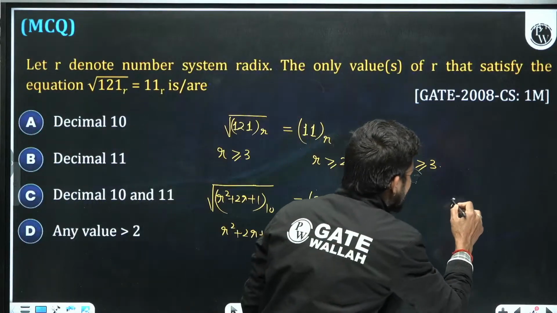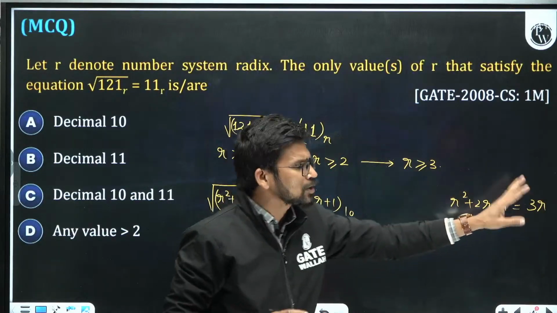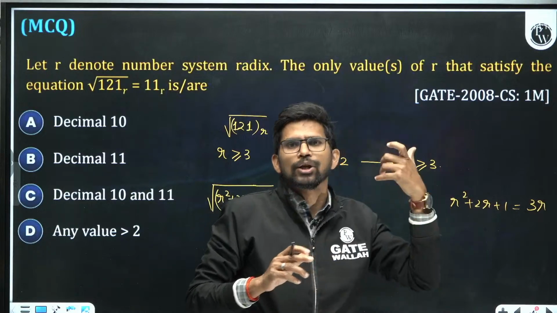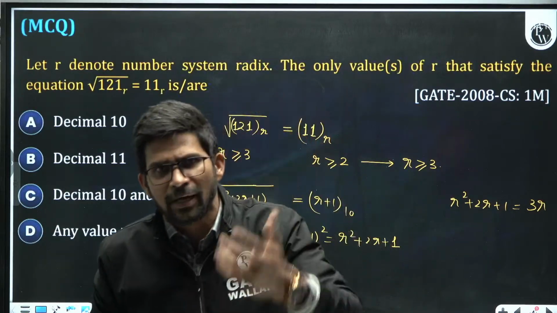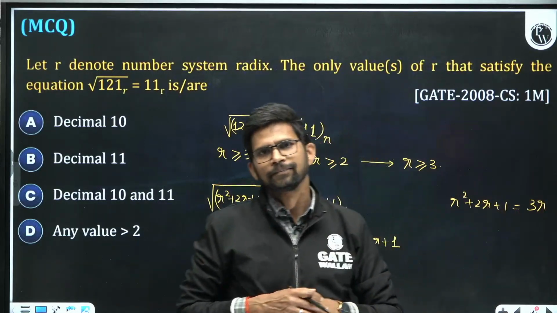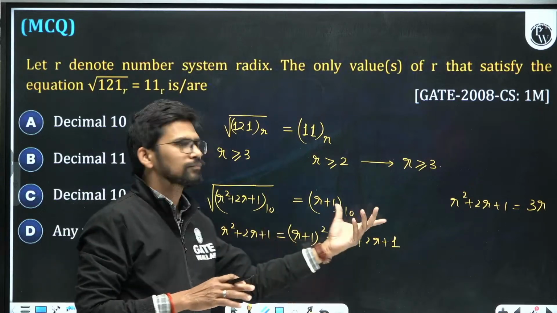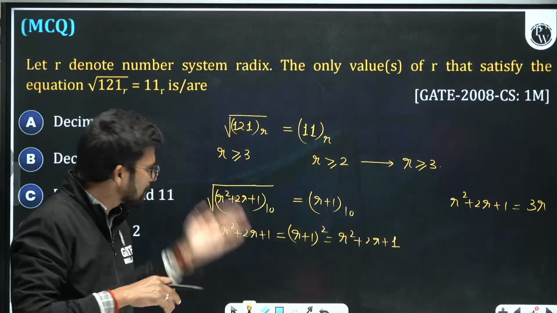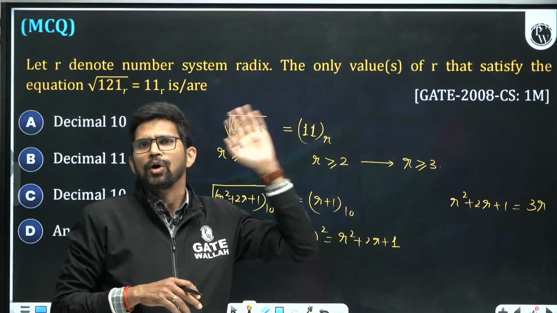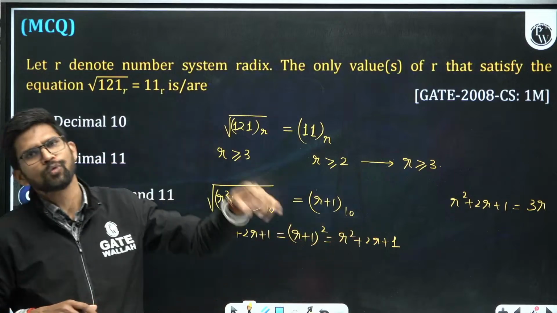Suppose if it comes like this, R square plus 2R plus 1 is equal to 3R, then this equation is not valid for any value of R. You will take this 3R here, and then you will solve the equation, then you will get some values of R which will be satisfying this relation. This must be equal to this. But here left and right hand side are equal. So if you put any value of R on the left hand side, same value on the right hand side, these two left and right side will always be equal. So this relation is true for any value of R.